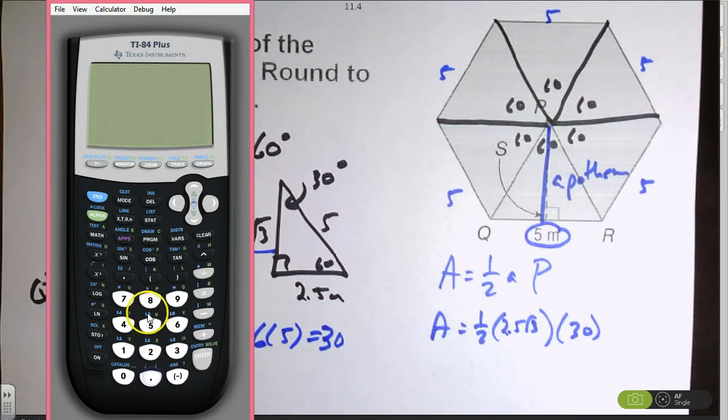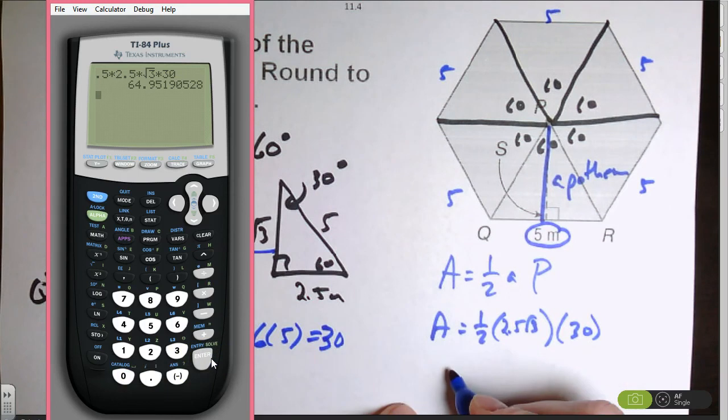So 0.5 times 2.5 times root 3 times 30. That gives 64.95, which is really 65.